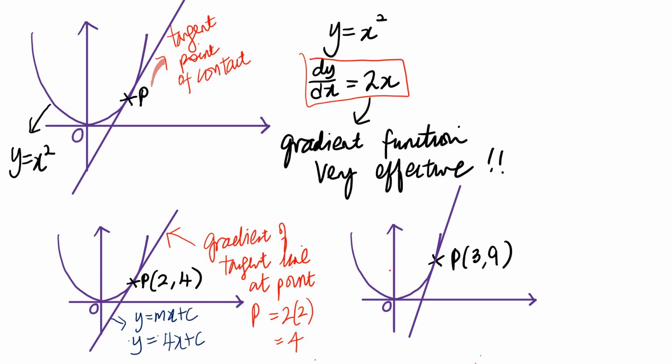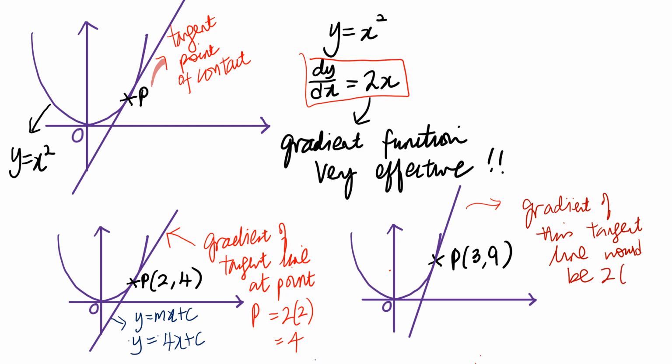Similarly, like what we've done earlier, we just substitute into dy over dx equals 2x. In this case here, the gradient of this tangent line would be 2 times 3 equals 6. So therefore, the equation of this tangent line will be y equals 6x plus c.